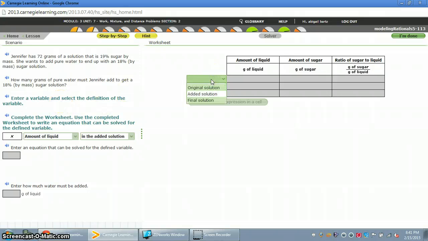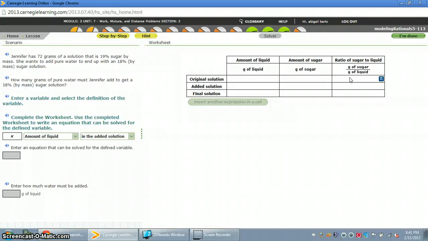Again, you may want to start off with the original solution. This one only has 3 choices. How much did we add to the solution? And then what was our final solution? So as you click through here, maybe you know how much was in your original solution. And then you could fill in all of your rates.